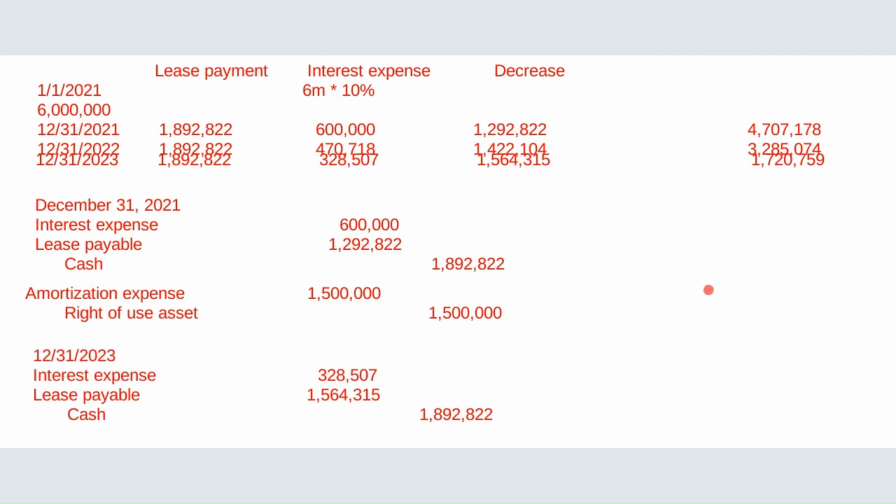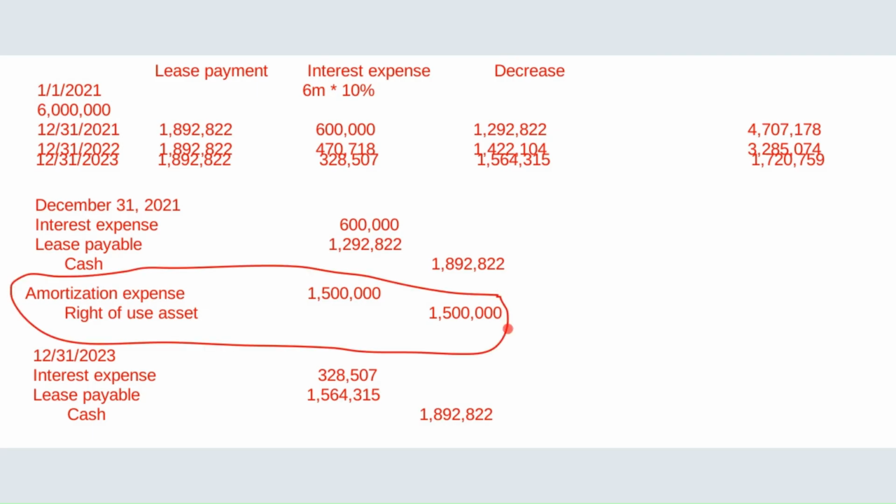Okay, so here we go. And then once again, on 2023, we're going to have the same entry repeated at the end of every year, right? I'm just going to do it ditto. There we go. Same entry here for 2023, right?